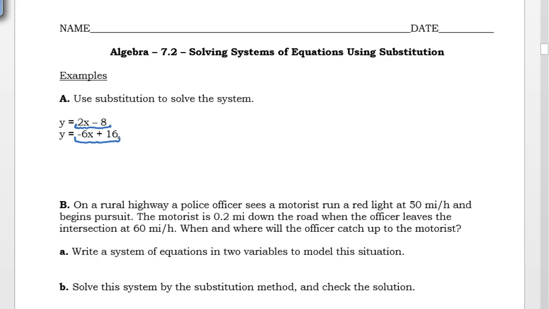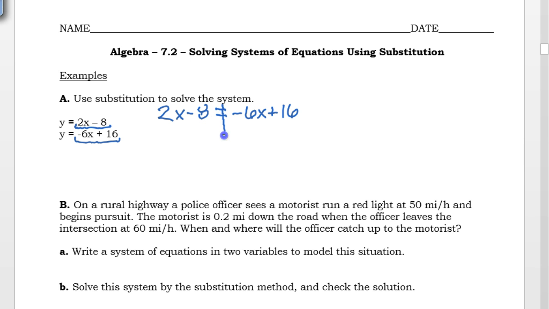to each other. So that'll be 2x minus 8 from the first equation, and negative 6x plus 16 from the second equation. Making them equal, then we would use our standard solution method, adding and subtracting using our inverses on both sides until we get x alone.